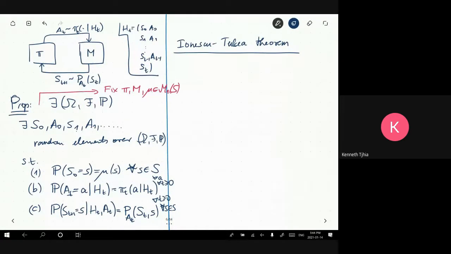So since this probability measure depends on pi, depends on mu, depends on the MDP, we could index it with all of these things. The MDP is usually fixed, so we're not going to show it. But many times the dependence on the policy and the initial state distribution is going to be important. So in that case, we're going to denote this dependence as a lower index and an upper index. So this is the policy, and this is the initial state distribution.